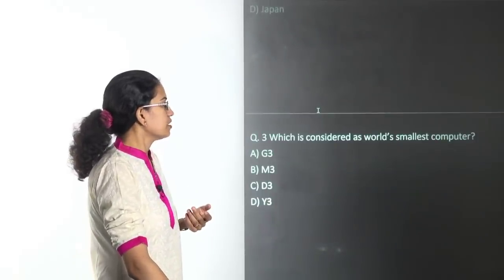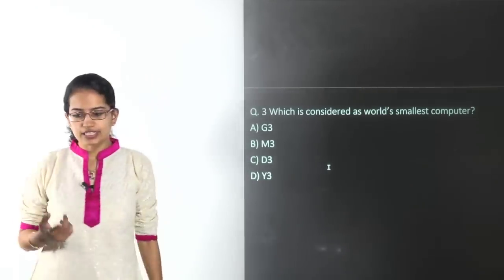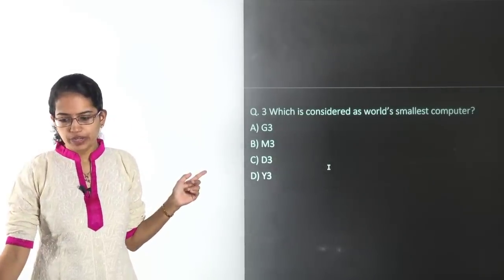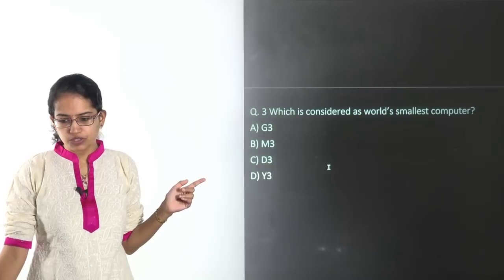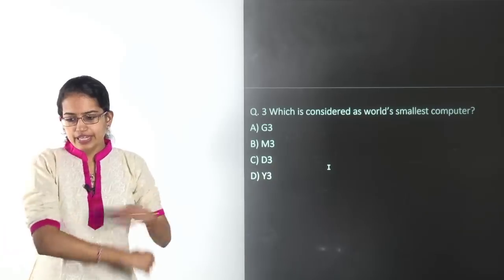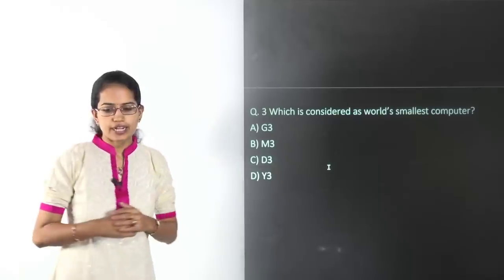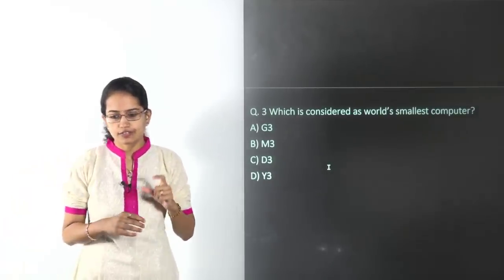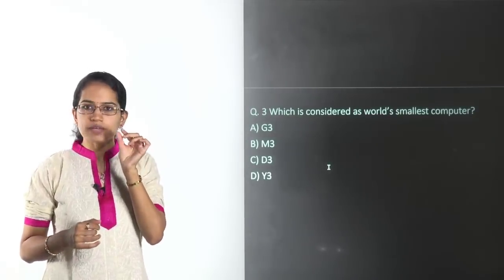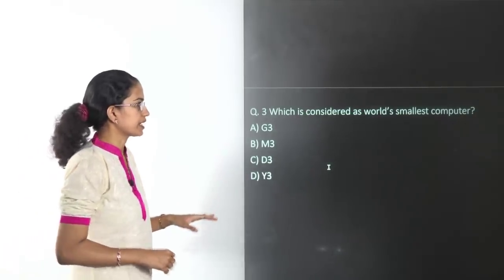The next question, which is considered as the world's smallest computer? We have already discussed it in expected questions for your July examination. So becomes very, very important. What is the correct answer for question number three? B, great. So Ishita has the right answer. Gurveen has the right answer. It's M3, that is Michigan Micromotor, which is considered as the world's smallest computer. And you have one cubic mm as the size of the computing device. Very, very important question for your upcoming examination.